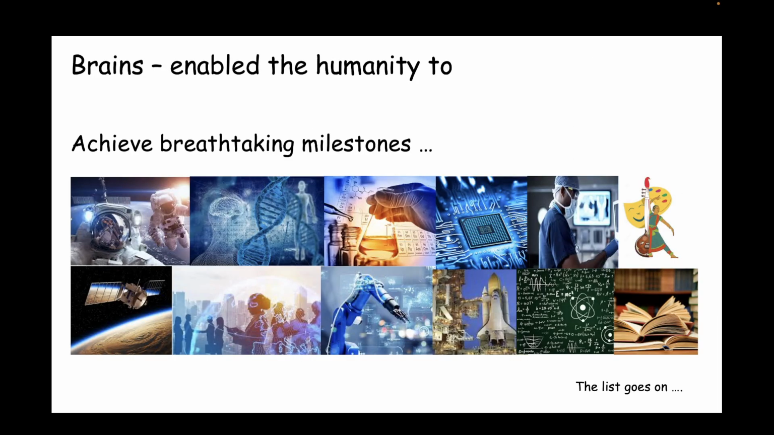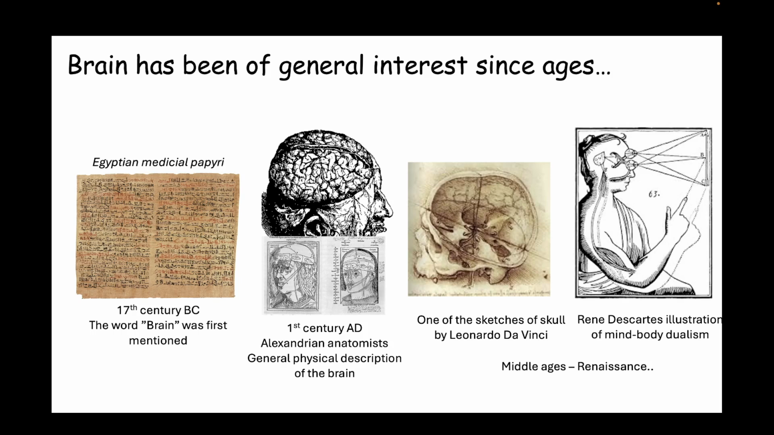So because of this complexity and the very interesting phenomena that we can do with the brain, it has interested many people and it has been of general interest since ages. For example, here you can see the Egyptian medical papyri, which belongs to the 17th century BC, where the word brain was first mentioned. Although the exact word was not mentioned, it is an infographic kind of thing that was mentioned there.